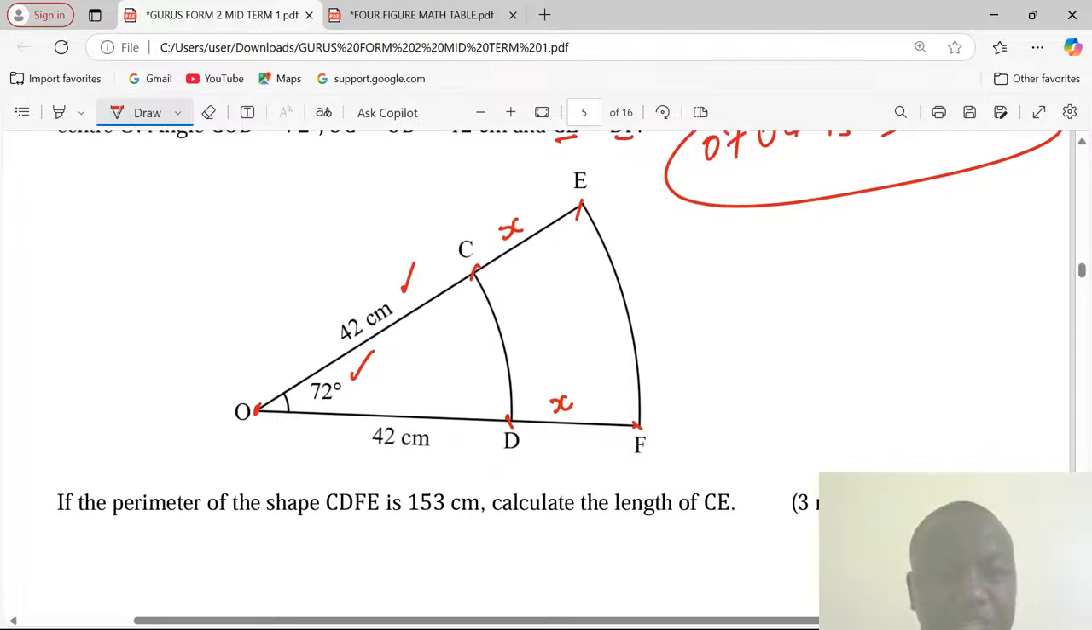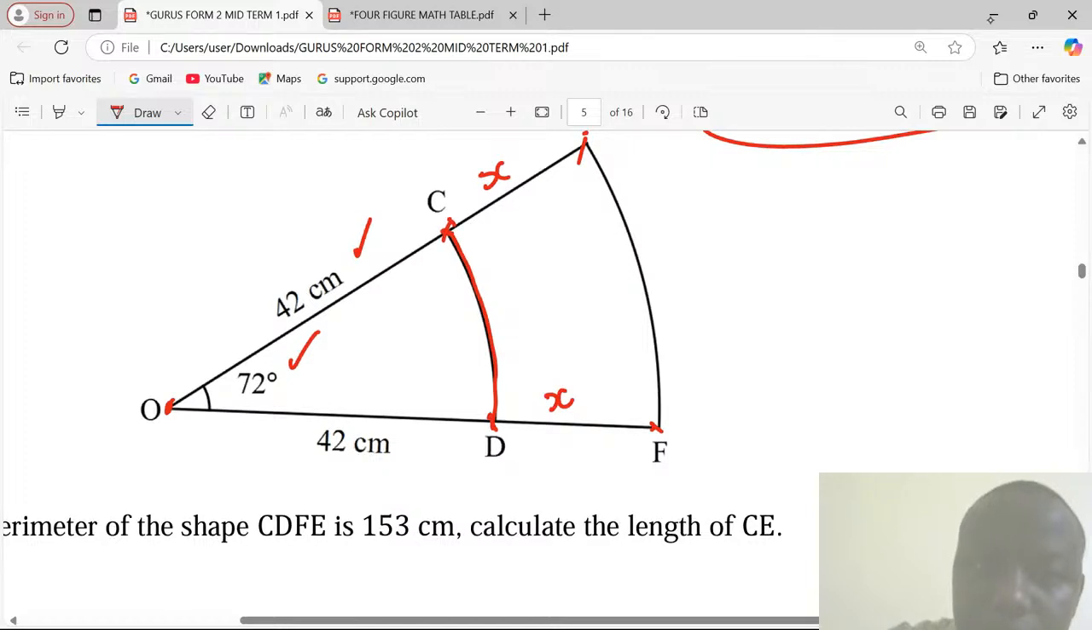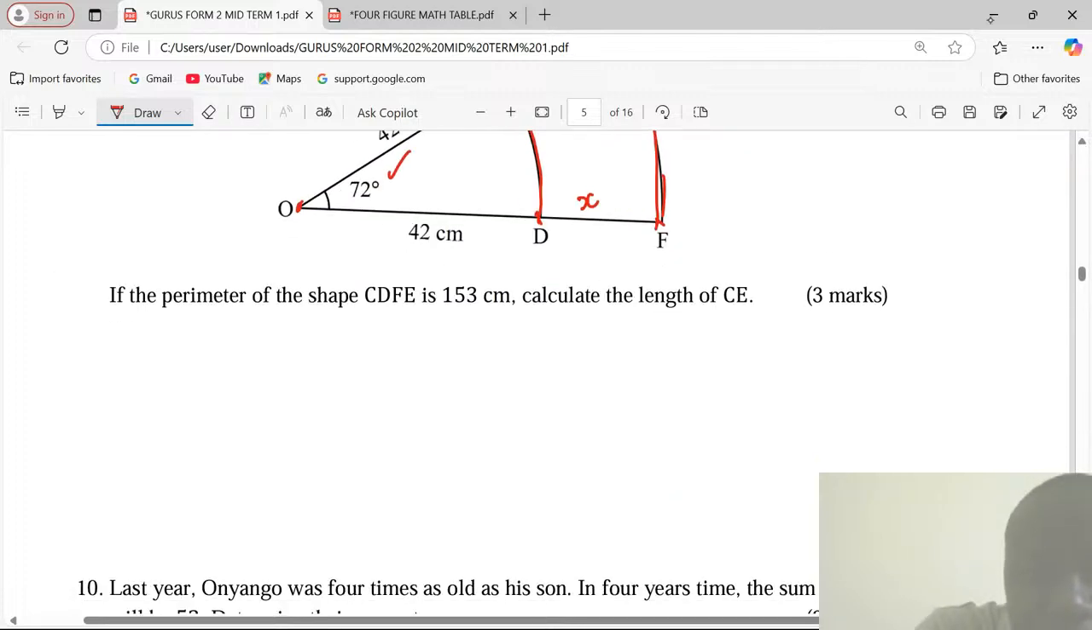If the perimeter of the shape CDFE, going from C to D, to F, then to E, the whole shape, that is the shape we are talking about, is 153.